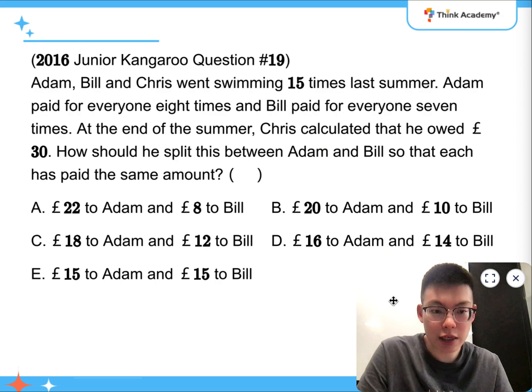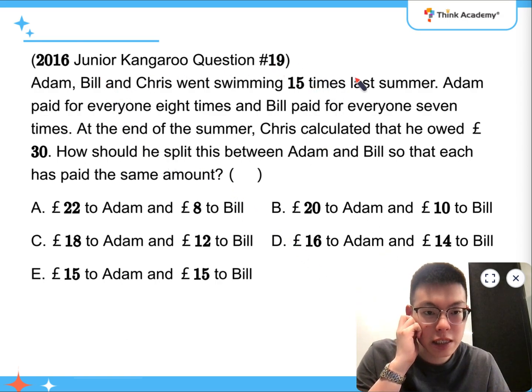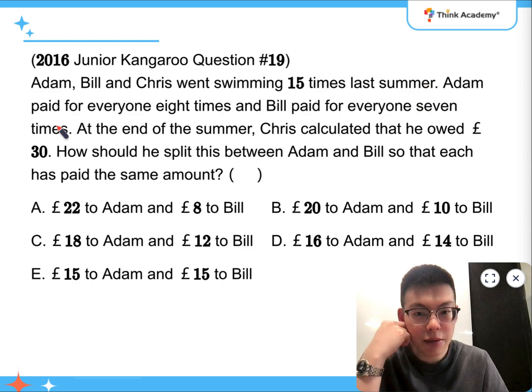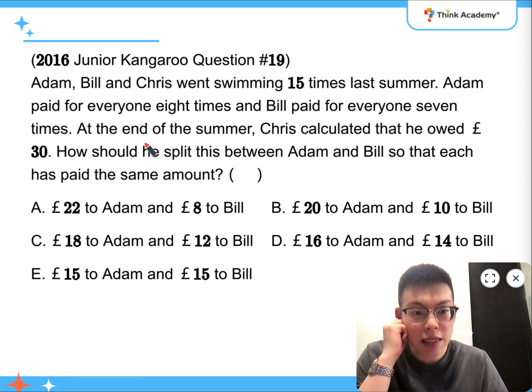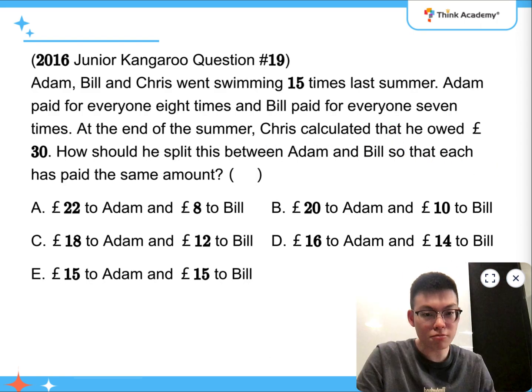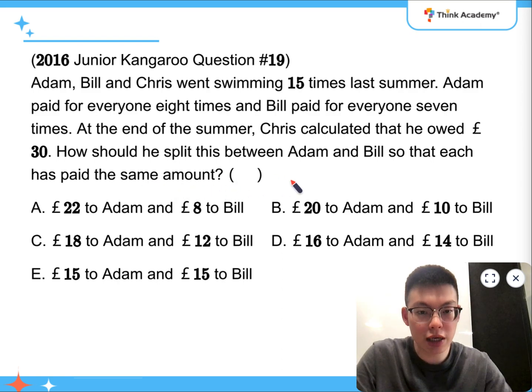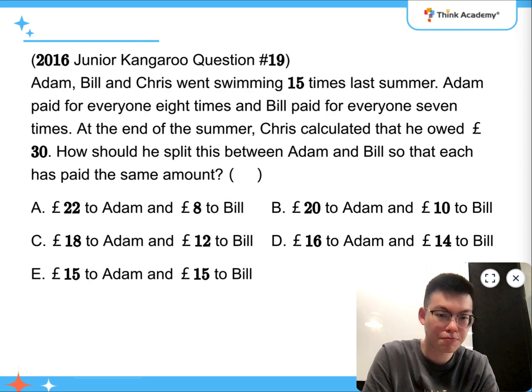Now let's take a look at question 19. It says that Adam, Bill and Chris went swimming 15 times last summer. Adam paid for everyone 8 times and Bill paid for everyone 7 times. At the end of the summer, Chris calculated that he owed £30. So how should he split this between Adam and Bill such that each of them has paid the same amount?